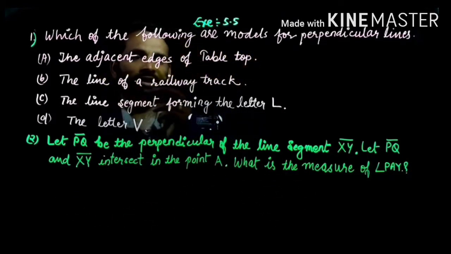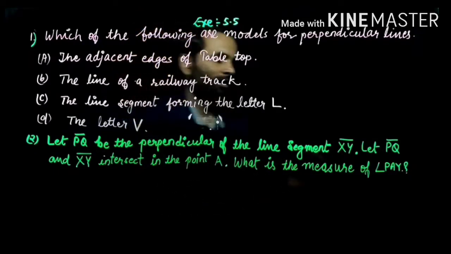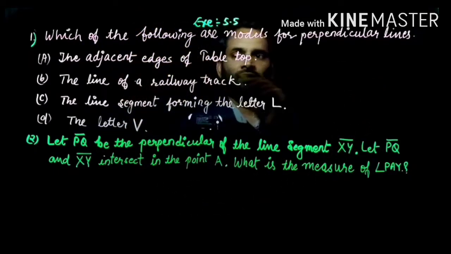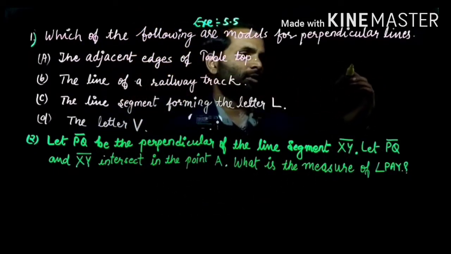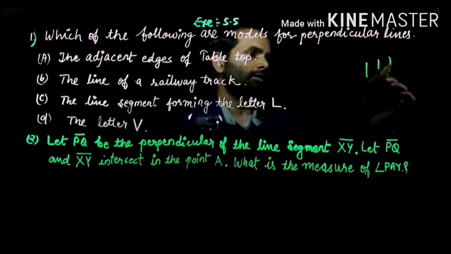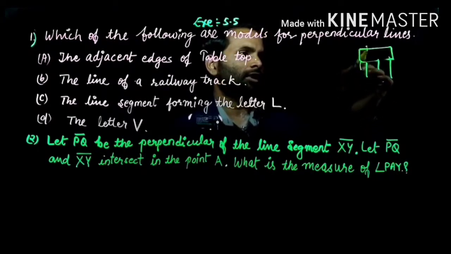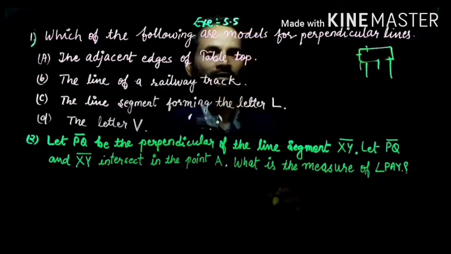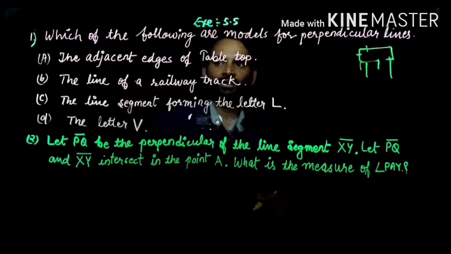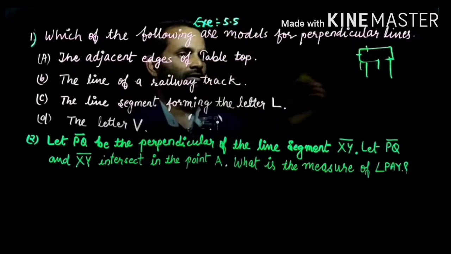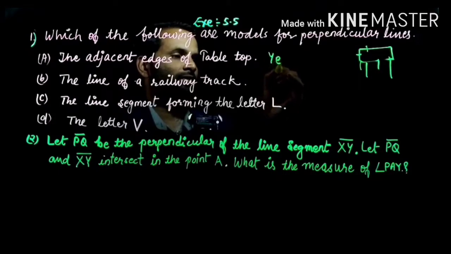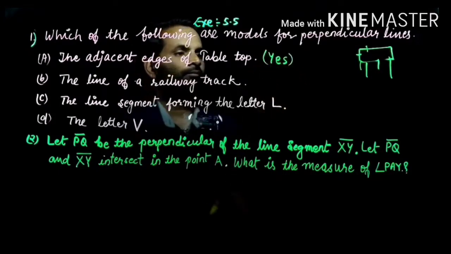The adjacent edges of the table. Adjacent angles are adjacent edges of the top of the table. There is a table of this type. Okay, these two sides are adjacent edges. So this is perpendicular. So your answer is yes.